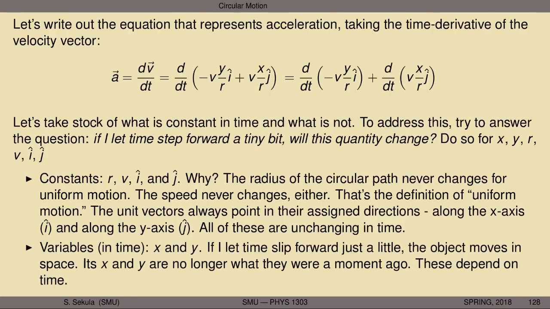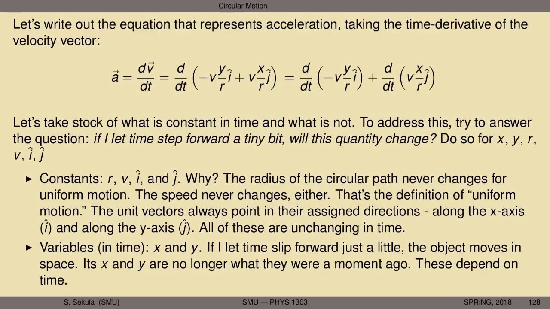But what is variable? What varies with time? Well, certainly, if you let the ball move along the circumference of the circular path by letting time slip a bit, its x coordinate is different and its y coordinate is different. It is not in the same x and y position it was in a moment ago. And you have to update those numbers. So those things vary in time.